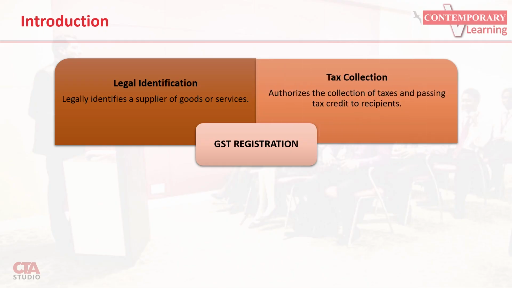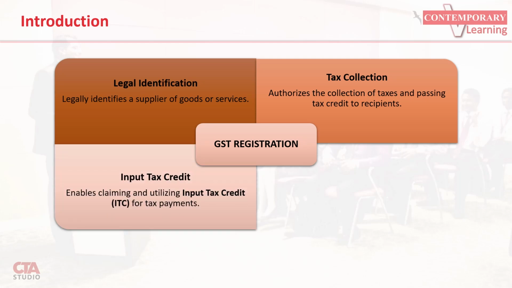Second is tax collection. The registration authorizes you to collect taxes from your customers and pass on tax credit to recipients. This is crucial because it makes you a legitimate link in the GST chain, allowing you to charge GST on your supplies and remit it to the government.